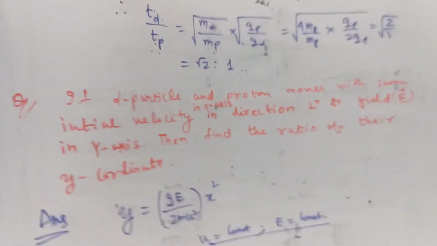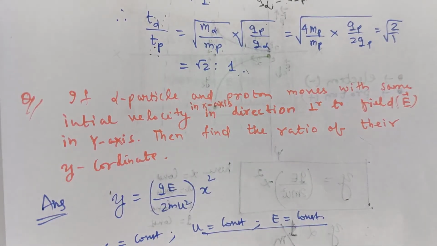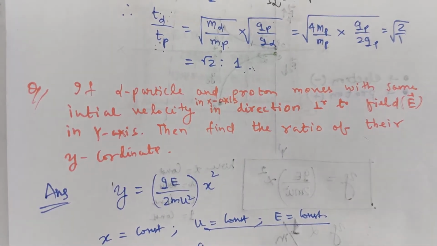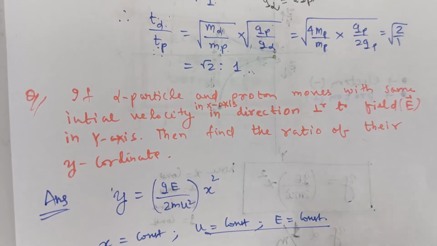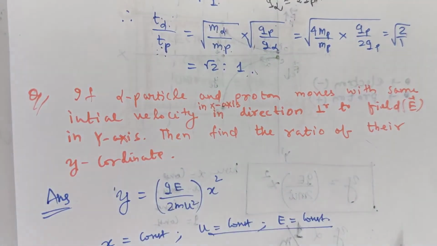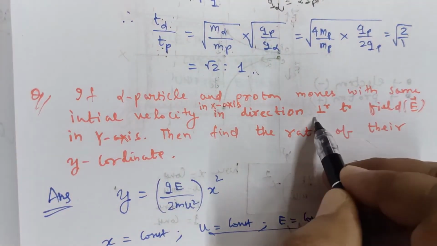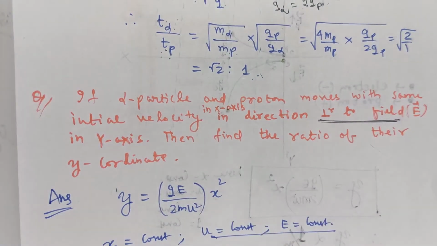Now another problem for you. You see the problem: if an alpha particle and a proton move with the same initial velocity along the x-axis in the direction perpendicular to the field.